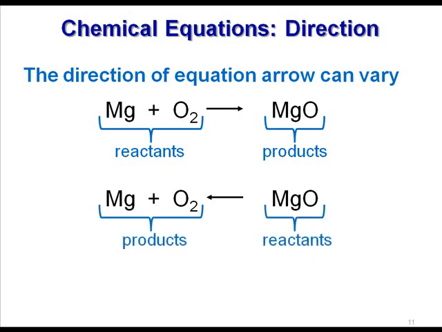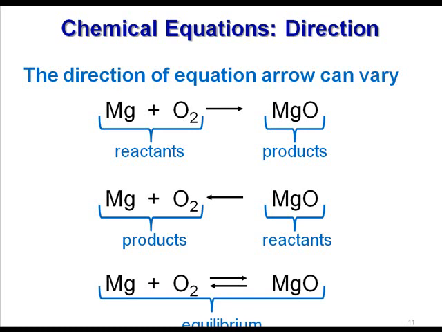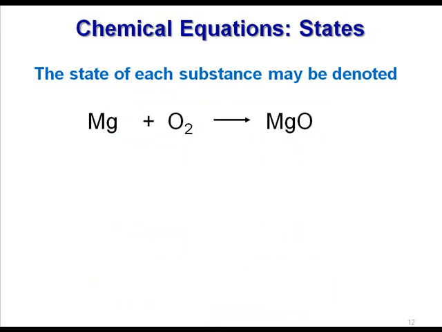So now I got products and reactants, but it goes the other direction. Again, we'll eventually arrive at what we refer to as equilibrium, which is where you can have both taking place at the same time. For the next several weeks, however, in this class, you will work with the first item above, which is reactants on the left and the products on the right.